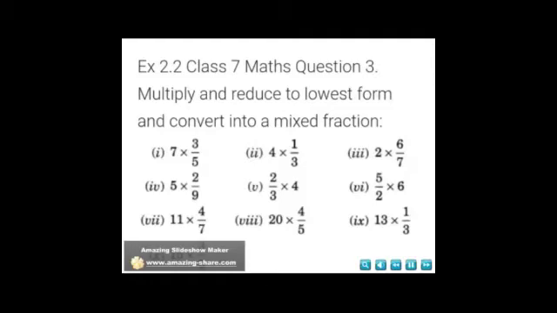Next, third question, multiply and reduce to lowest form and convert into mixed fraction. Here we are given 10 subdivisions of questions. We have to solve each and every subdivision and find a solution. And the solution should be converted into a mixed fraction. As we know, if it is an improper fraction, we can convert it into a mixed fraction. Otherwise, if it is a proper fraction, we cannot convert it into a mixed fraction. Let us see the solutions one by one.